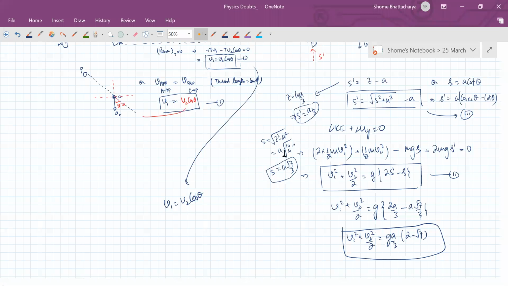Yeah, Shikhar, I'll explain the virtual power method also, but in this equation, how much will we substitute for cos theta?